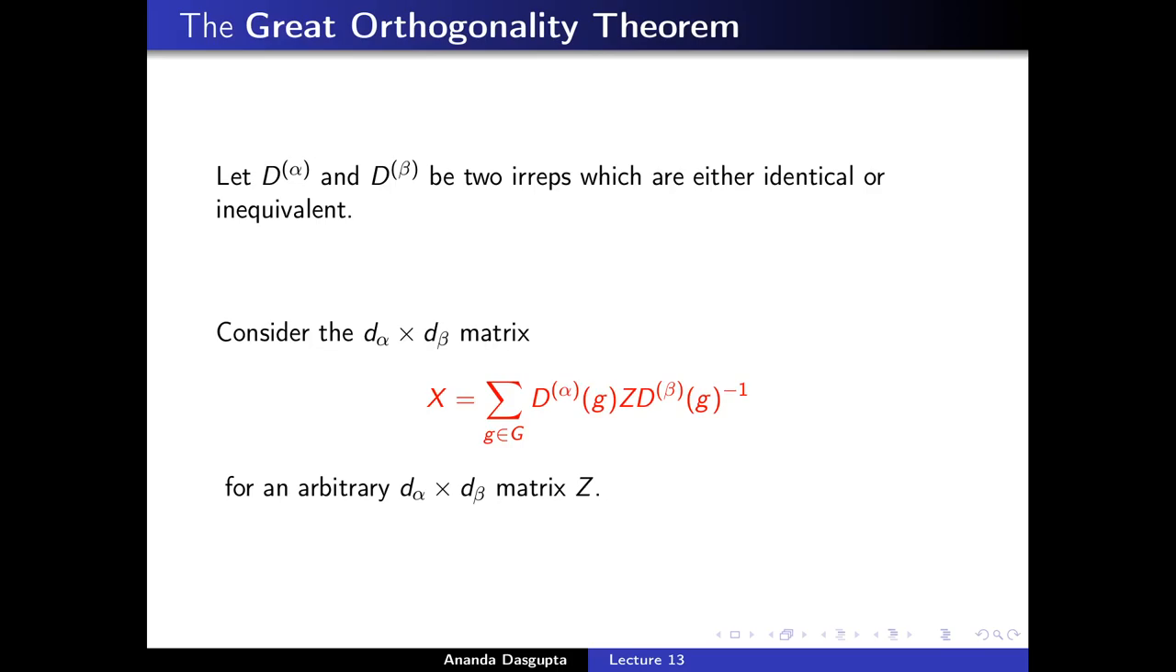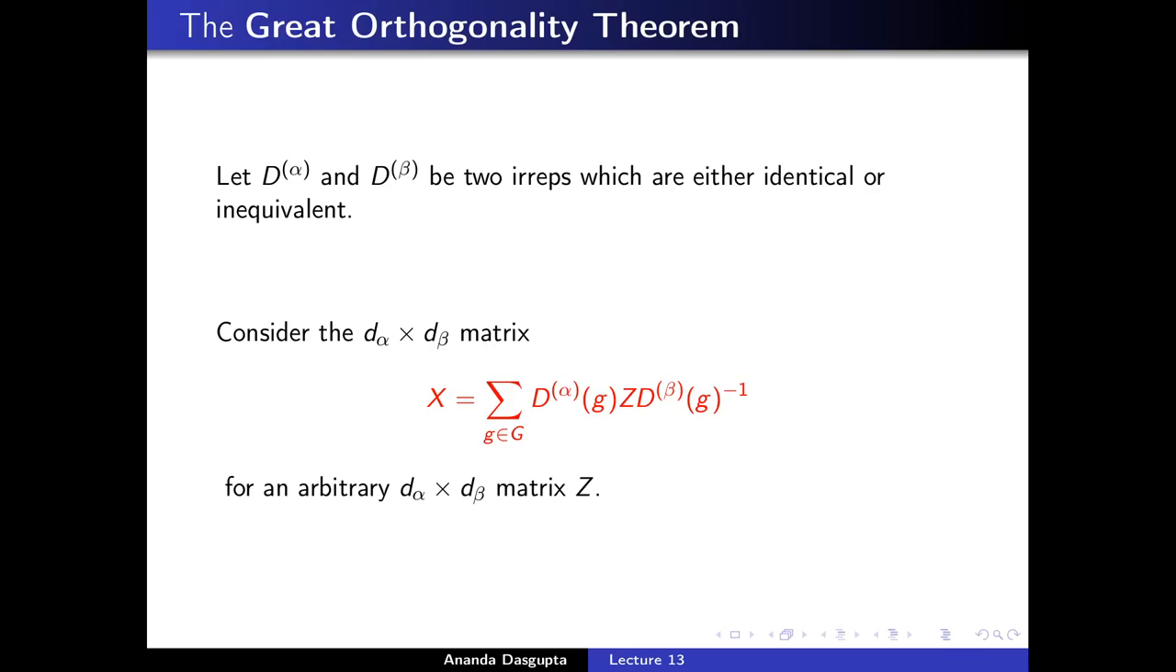Let me remind you, we had already seen this trick of summing over the entire group earlier when we tried to prove that for a finite group, every representation has an equivalent unitary representation. And if you recall, the basic idea in this proof was that whether you sum over a group element small g or you sum over a group element g g prime, where g may be fixed but g prime runs over the entire group, you end up with the same sum, because as g prime runs over the entire group, g g prime also runs over the entire group.